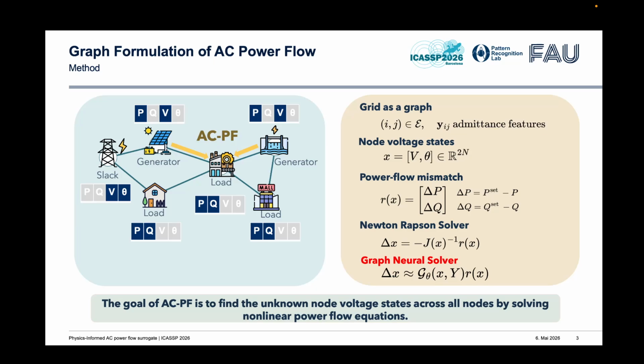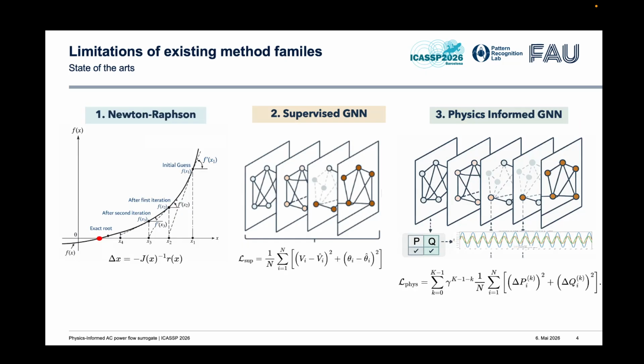Since these AC power flow equations are nonlinear and underdetermined, we need to use the Newton-Raphson solver or a graph neural network solver, which replaces the Jacobian matrix with a simpler graph neural network. There are limitations of the Newton-Raphson solver as well as the graph neural network-based solver. First, Newton-Raphson is an iterative method, which is highly accurate but very slow. This is due to the Jacobian computation and its inverse computation by sparse factorization, which is not GPU friendly.